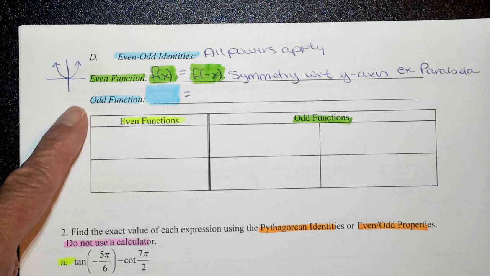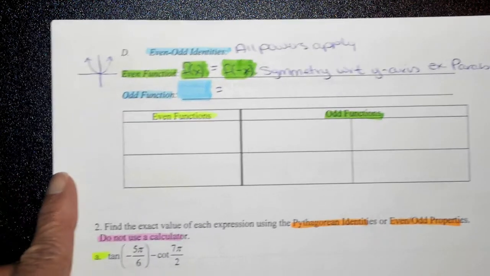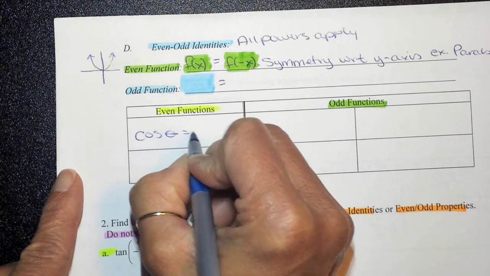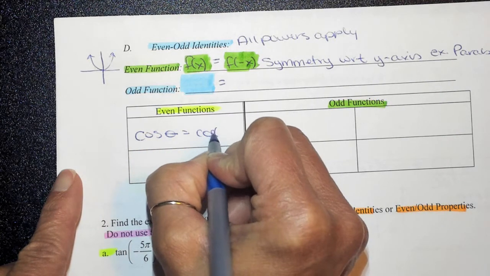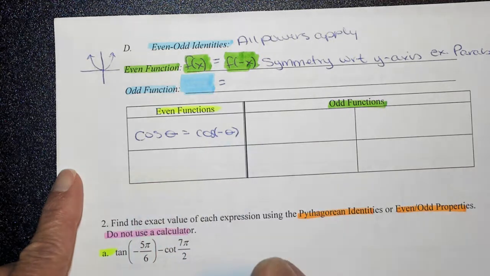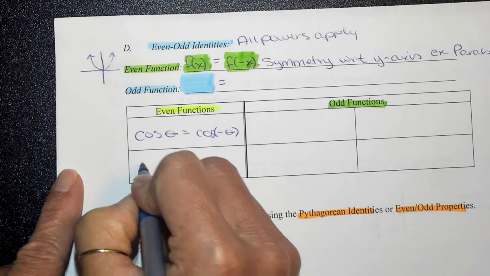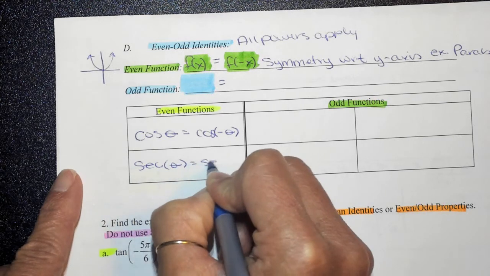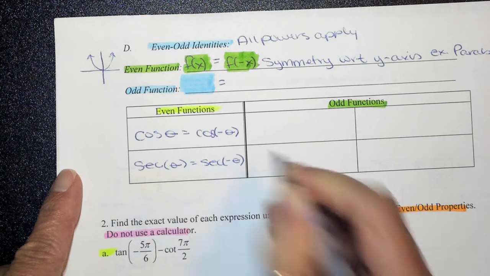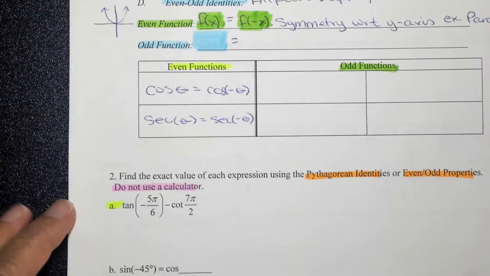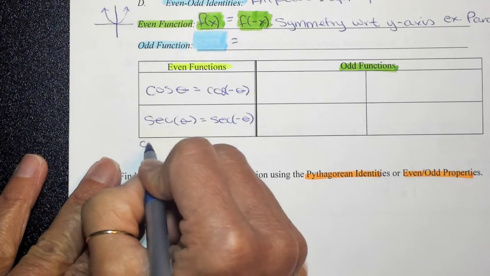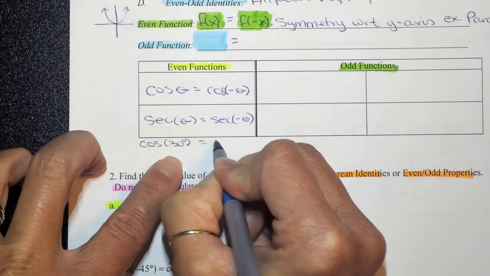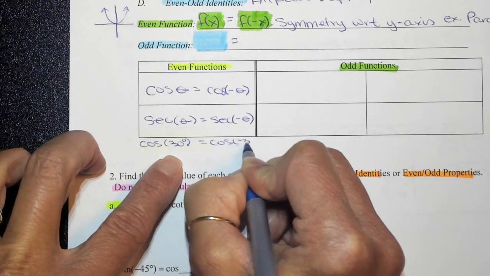And an even function, how this works is if we have the cosine of theta, that would be equal to the cosine of negative theta. Okay, so the secant of theta is going to be equal to the secant of the opposite of theta. So let me show you how that works. Here, if we're saying we have the cosine of 30 degrees, this will be equal to the same thing as the cosine of negative 30 degrees.